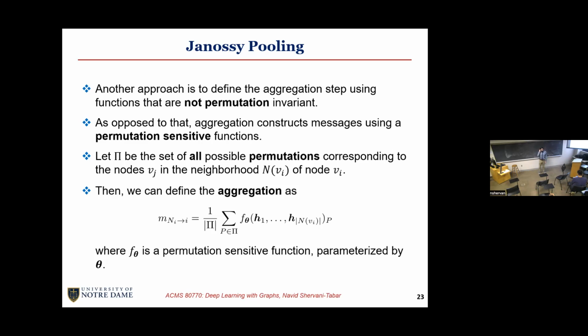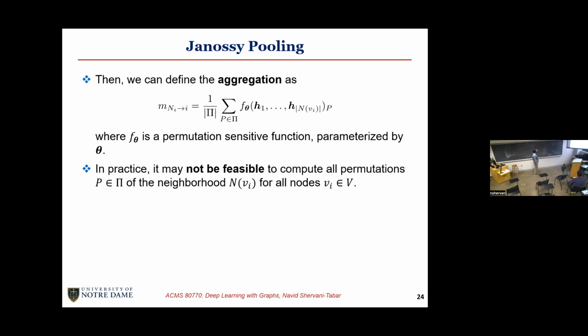Now, you might think that there can be, for instance, millions of permutations for a given neighborhood. You need to sum over millions of permutations only to get the message for a single node, right? So in order to remedy that, we need to have some method to approximate this message, right? So we need to approximate the summation here.